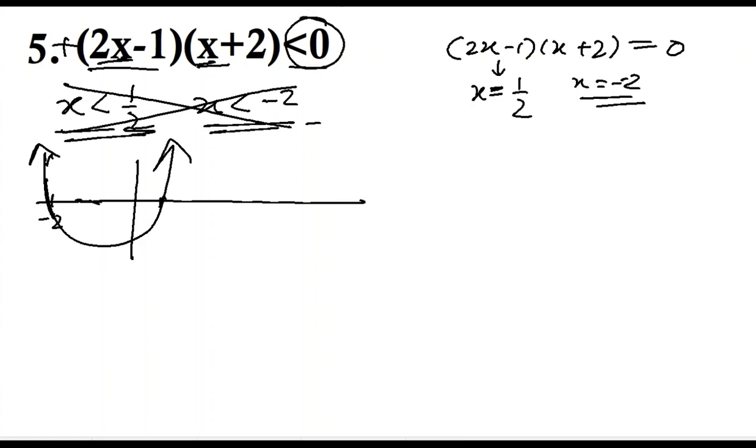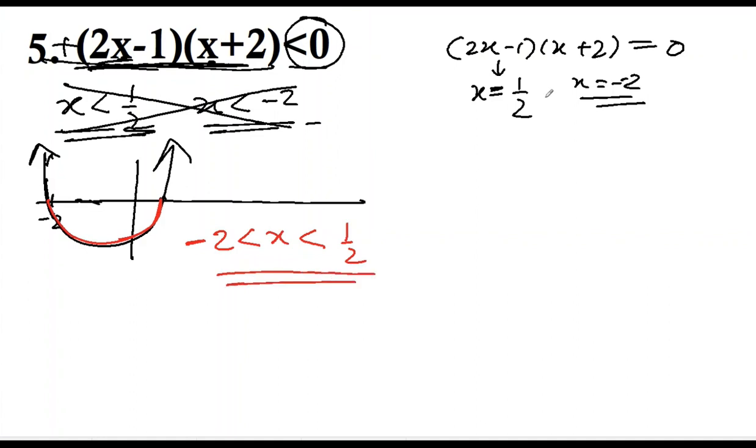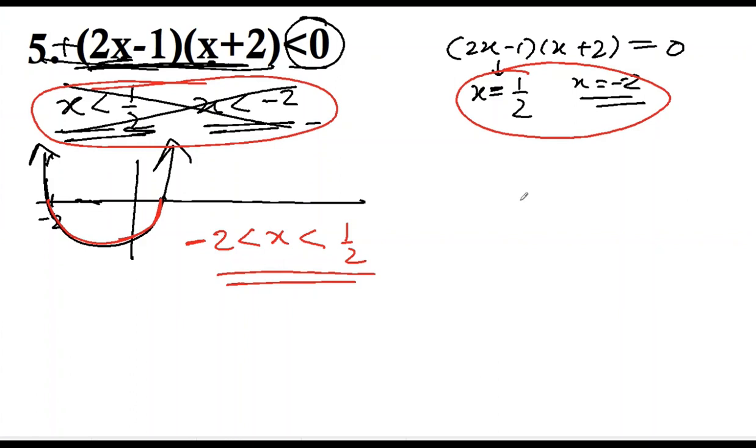And now we want the y value. This is the function. The function has to have a y value less than 0, which is negative. And the negative y value is from here to here. So your answer should be that x is between minus 2 and half. This should be the solution, not like this or this.